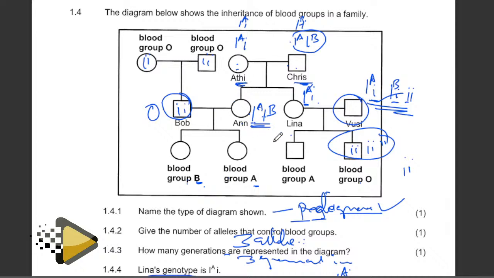Someone is saying Vusi. What about Vusi? Let me see. Vusi is having blood group AB? No, there is no way you can get blood group AB when someone is having blood group O, because you don't have the second allele. You understand? Yes.